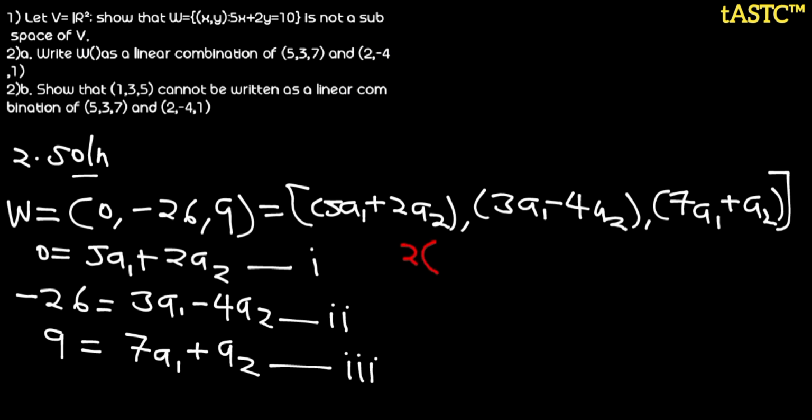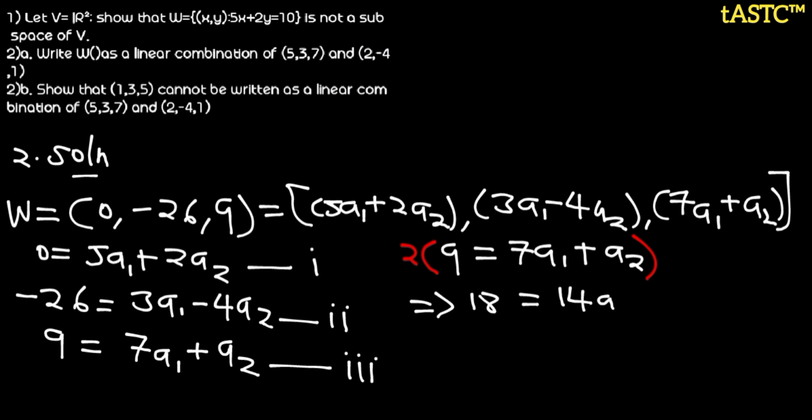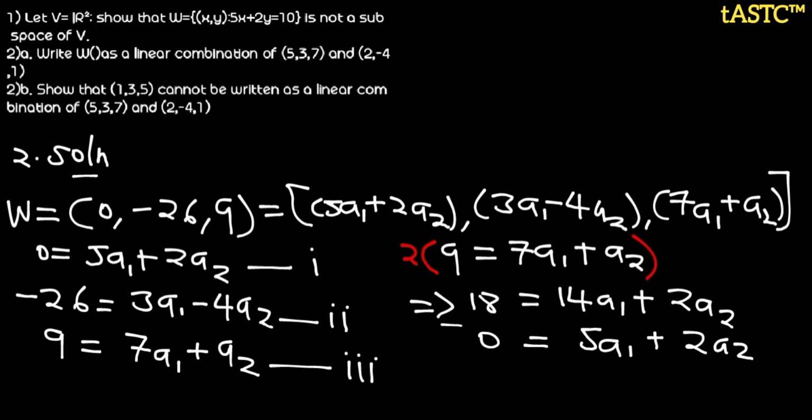So let's say we have a 2 multiplied by this. So this is going to be a 9. This is equal to 7A1 plus A2. And this is what we have. So let's see what that's going to give. Here we're going to have an 18. And on this other side, we're going to have a 14A1 plus a 2A2. Now we also have a 2A2 on this side, so let us combine it. This is going to be a 0, and here we're going to have a 5A1, and here we have a 2A2. So if we subtract this, the 2A2 is going to cancel out.